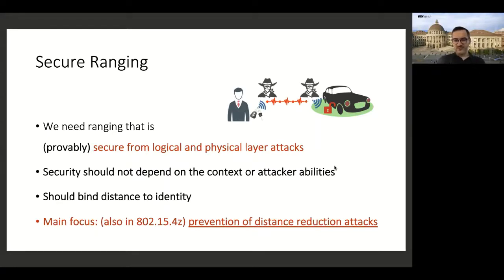In this talk, I will focus mainly on 802.15.4z, which is a new standard. It was approved in 2020, and it focuses on the prevention of distance reduction attacks. The reason why I'm going to talk about this standard, and which of its modes might provide secure ranging and which might not, is that it's now widely deployed in many application areas.